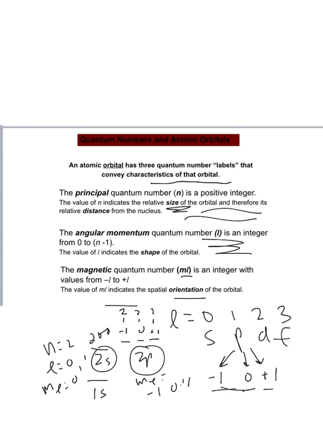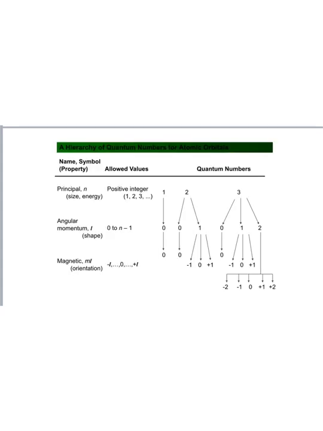So each orbital has its own three number labels that represent it. Every orbital has a unique set of 3 of these numbers. We're going to say something different about electrons.